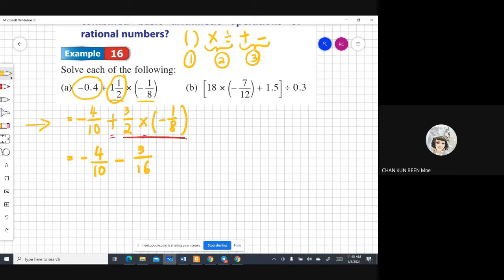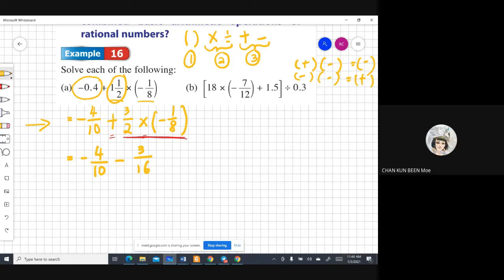So it is negative 4 over 10 minus 3 over 16. Hopefully you know how the negative comes. It came from here. Positive times negative is negative. You learned this earlier, remember? Positive times negative equals negative. Negative times negative equals positive. You learned this, so we apply it now.